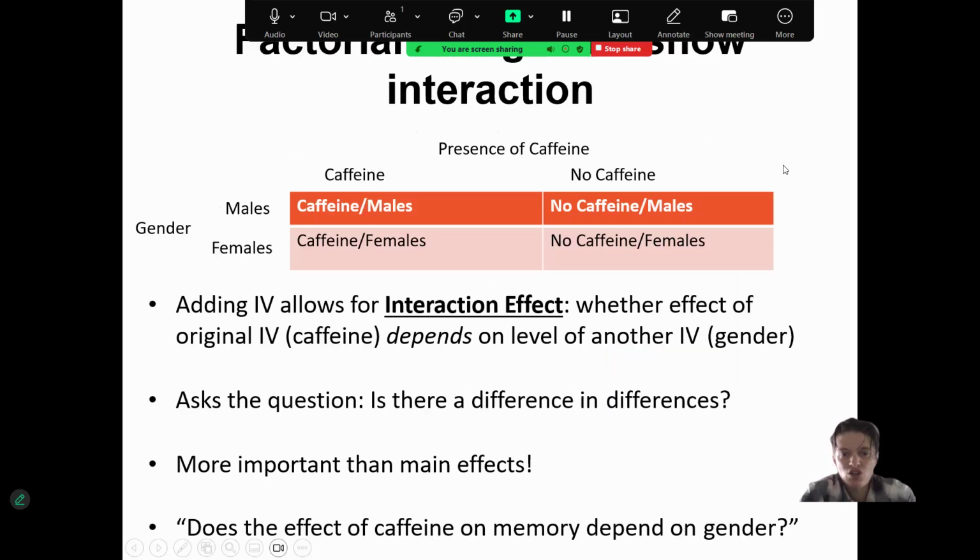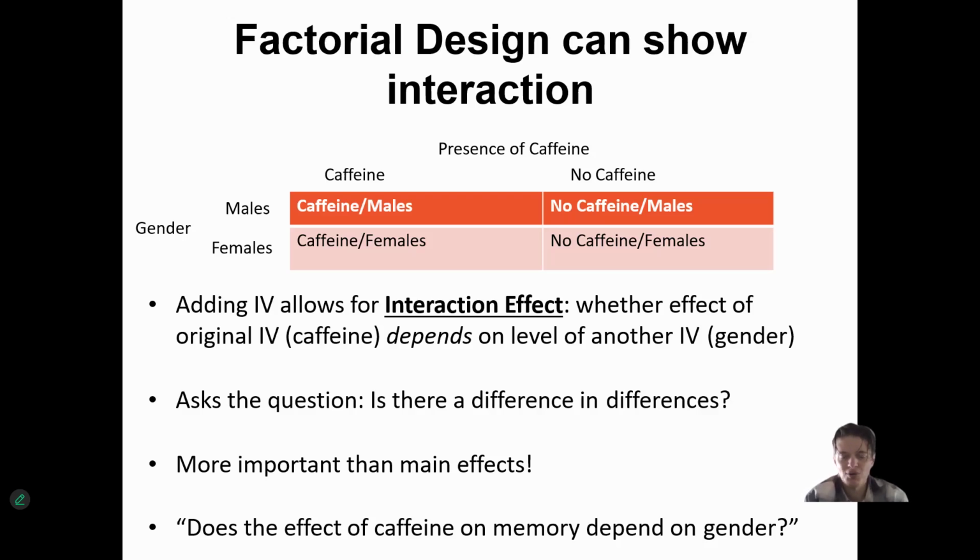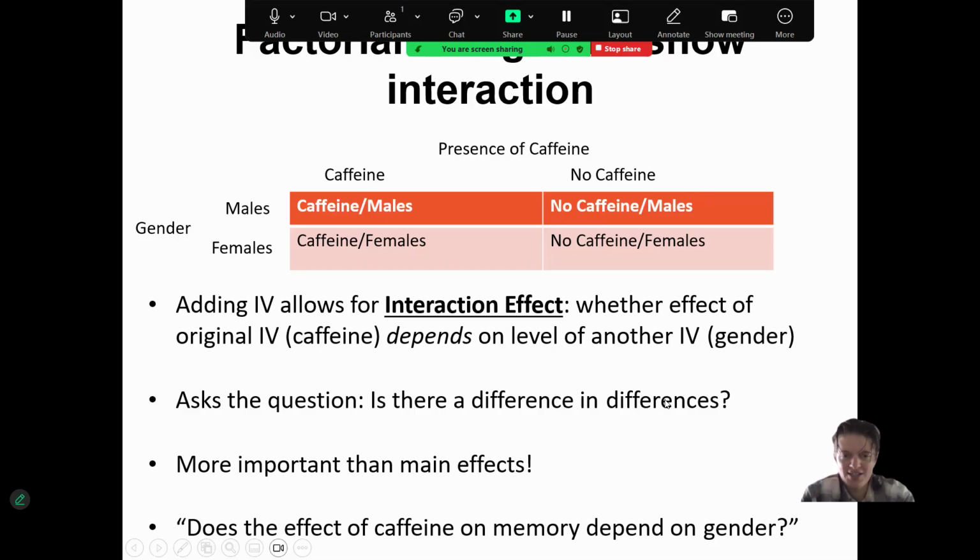So if we wanted to look at a little bit more information, we could see if there was an interaction effect. Adding an extra independent variable allows for interaction effects, whether the effect of one independent variable depends on the level of another independent variable. So it's kind of asking this question here, is there a difference in the differences, right? So this would be like, is there a difference in caffeine for men versus women, right? Like it depends on whether the person is male or female.